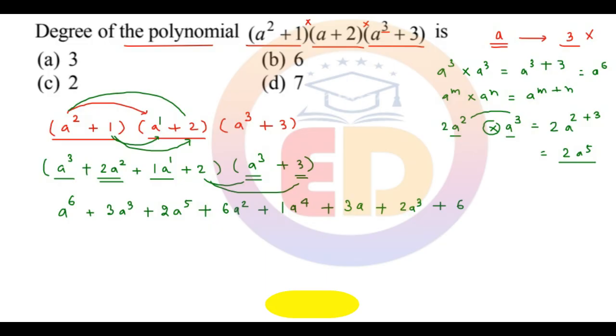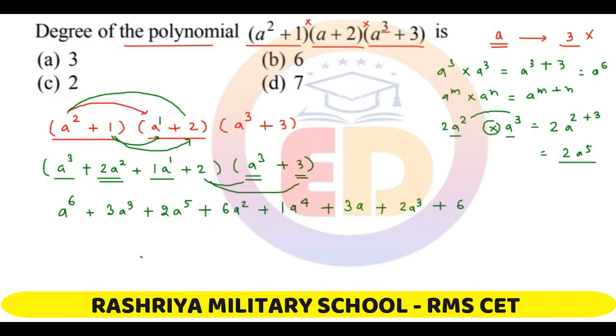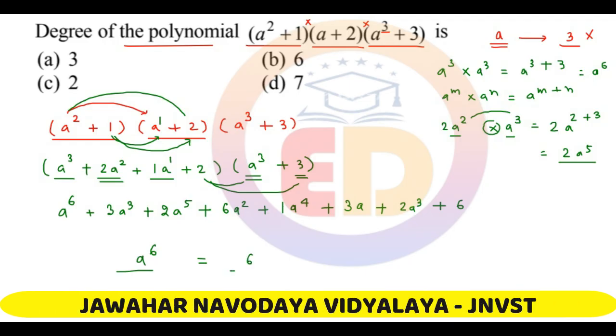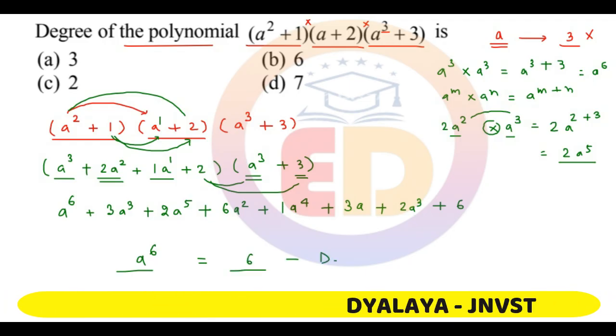Now, let's look at the variable a. Its highest power is a power 6. So the degree will be 6.